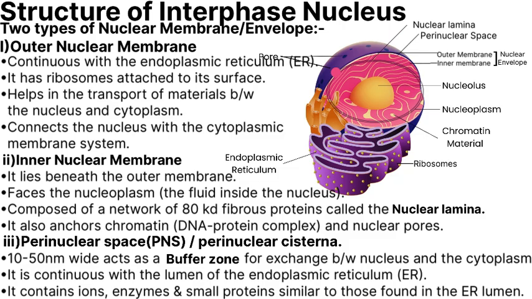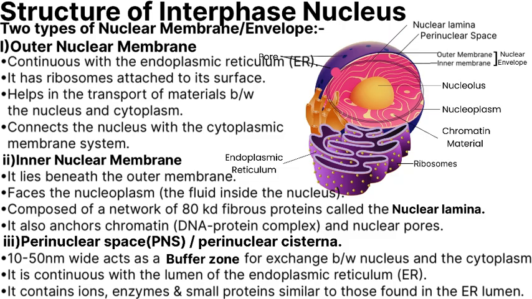Therefore, the perinuclear space is continuous with the lumen inside of the ER. This means that materials like ions and small molecules can move freely between the ER lumen and the perinuclear space.